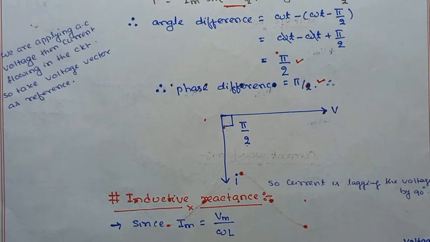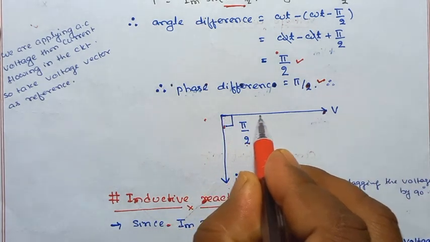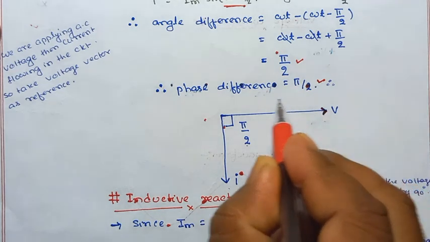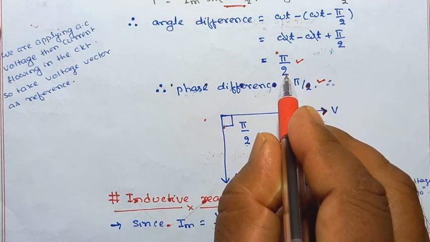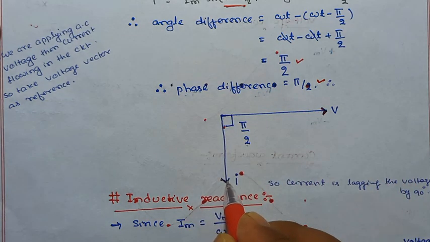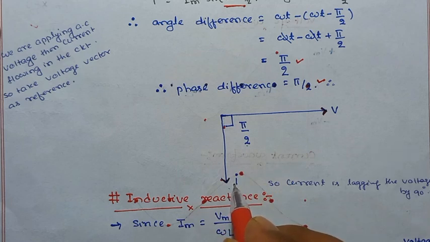Since we are applying the AC voltage to the circuit, current is flowing in the circuit. So take the voltage vector as the reference vector. So this is the voltage vector. First it is drawn, then the current becomes 0 after 90 degrees. So the current is in this direction, this is the current vector. So current is lagging behind the voltage by pi by 2, that is, current lags the voltage by 90 degrees. Okay.